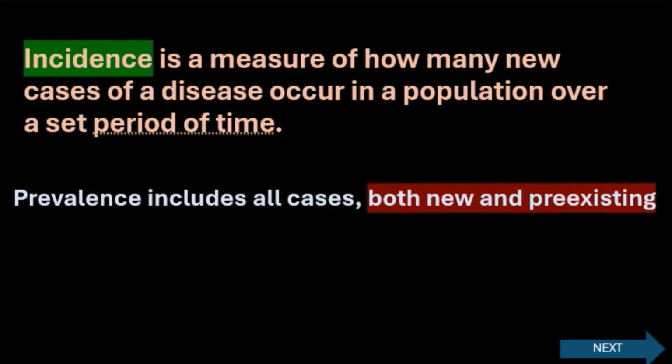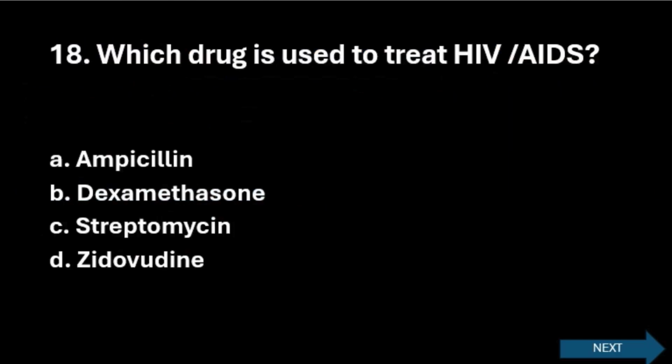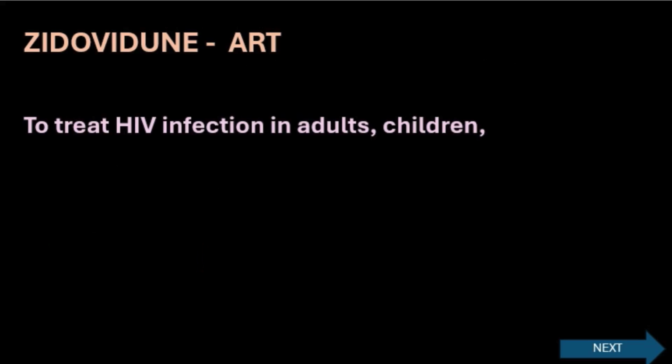Next question is, which drug is used to treat HIV or AIDS? Option A, ampicillin, option B, dexamethasone, option C, streptomycin, and option D, zidovudine. Here the answer will be option D, zidovudine. For HIV treatment, there is an antiretroviral treatment regimen with zidovudine.